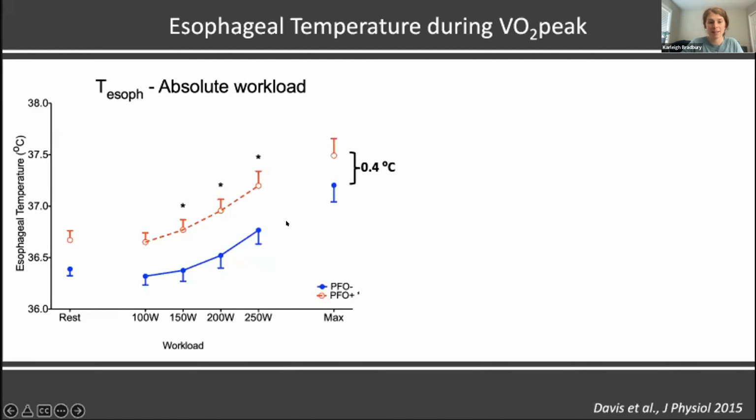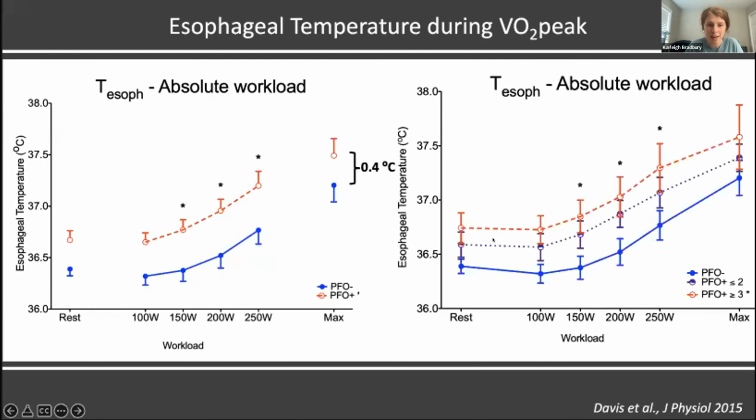Then they wanted to look at the size effect. So this time, the small PFOs are in these half-filled purple circles, and the large PFOs are in the open red circles. And you can see that there's a slightly higher temperature in the small PFO group. There's no significant difference between PFO negative subjects and subjects with a small PFO, but that significant difference is really being driven by the subjects with large PFOs.